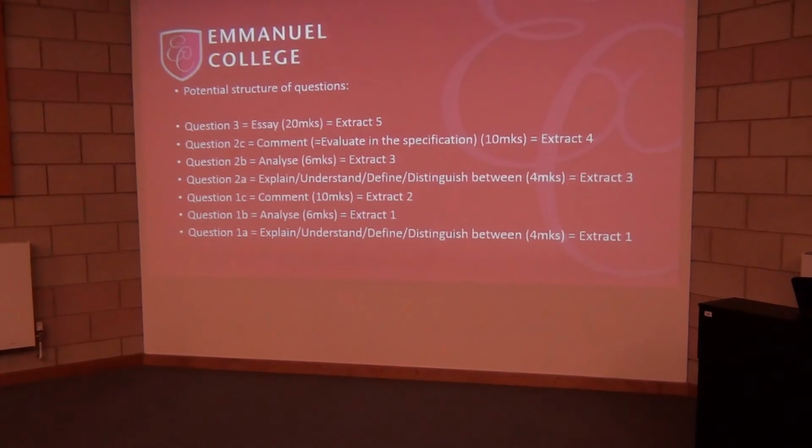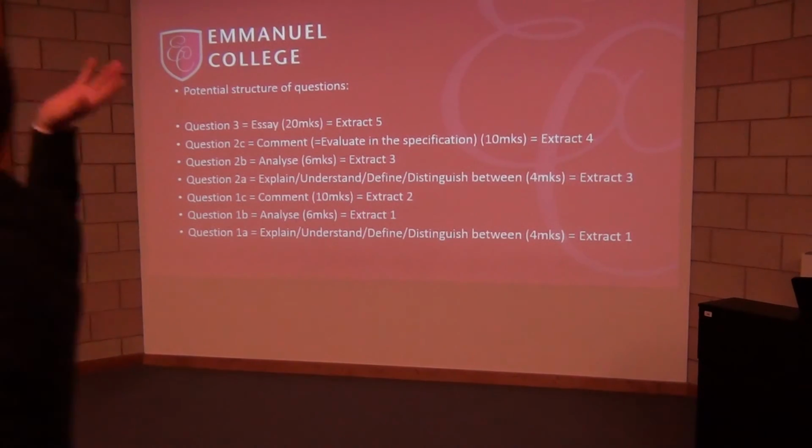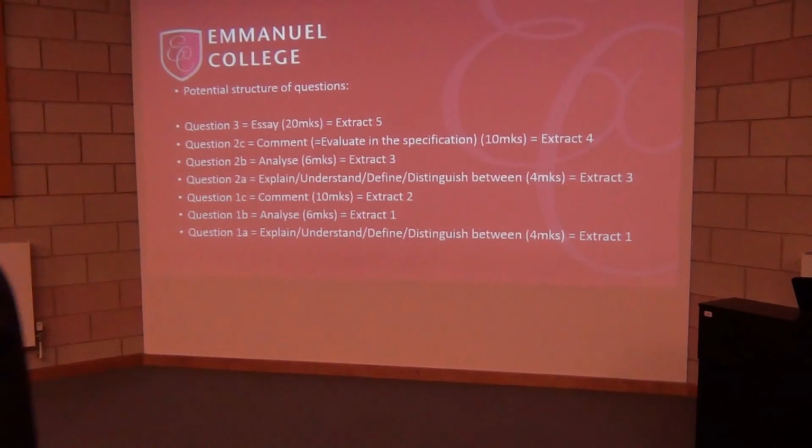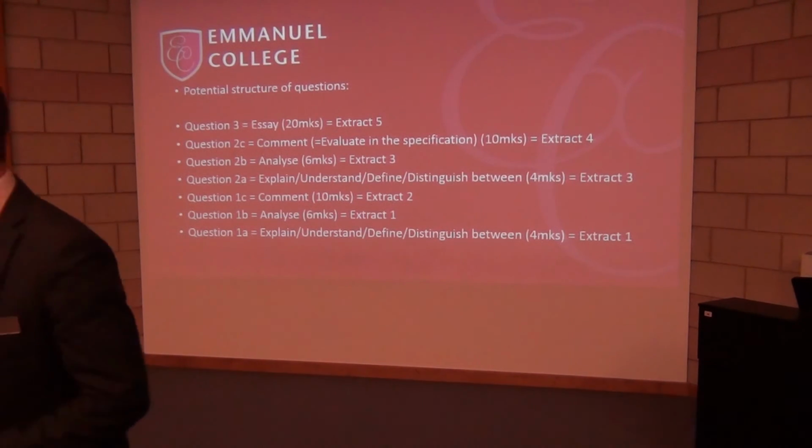And this is what I think is probably going to be the likely structure for the questions in June, as you can see. So 3 is your essay on extract 5, 2C is your comment on extract 4, 2B analyse, extract 3, 2A explain, extract 3, 1C comment, extract 2, 1B analyse, extract 1, and 1A from extract 1. So that I reckon is probably more or less going to be the structure of your exam paper. And we've talked about the level of detail and the amount of content that you need in each of those.